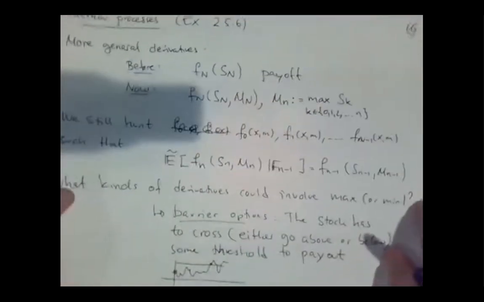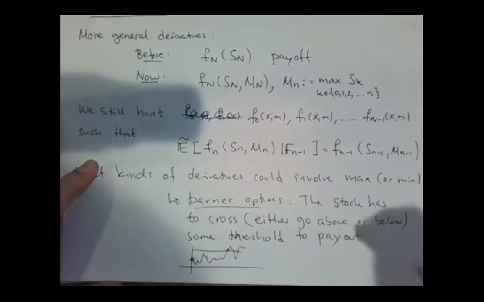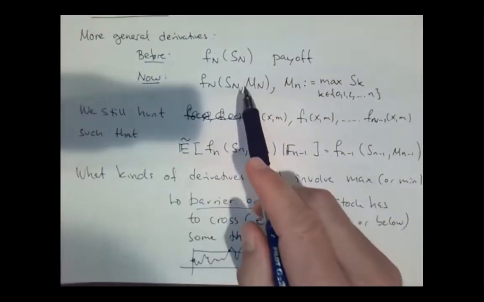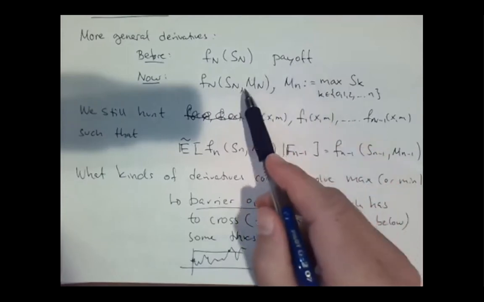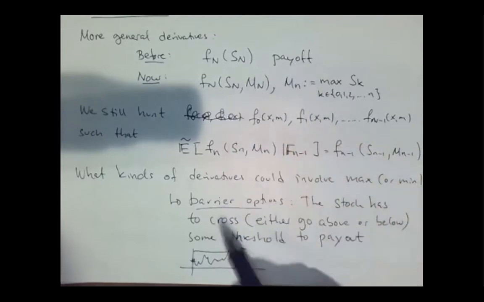Questions before I launch into another long calculation? We're trying to mimic what we just did before, just in the case where the derivative pays off depending on what the maximum is, as well as what the current stock price is.